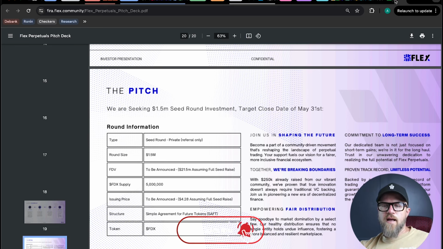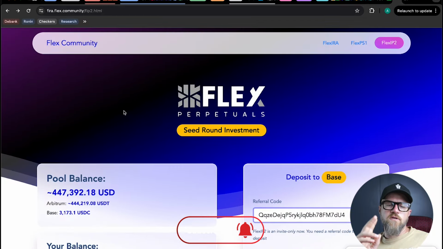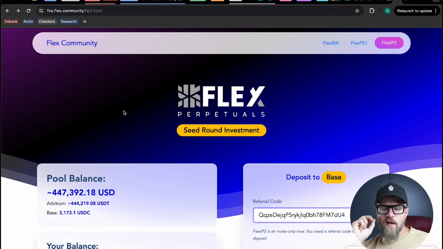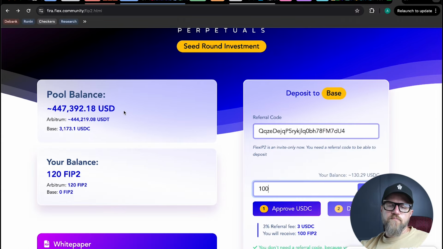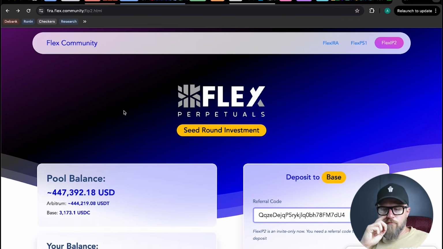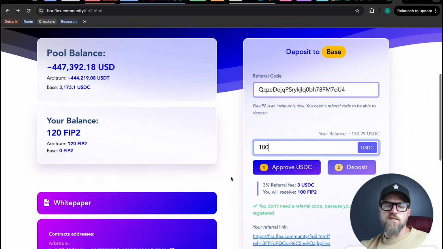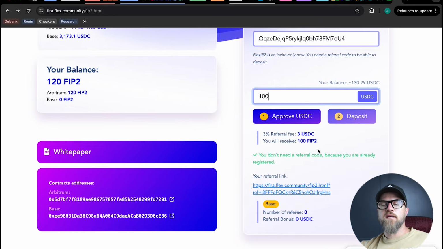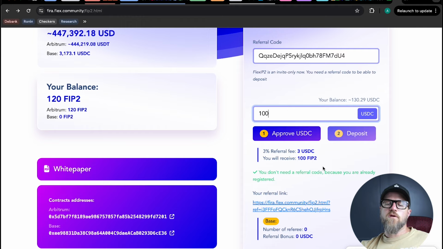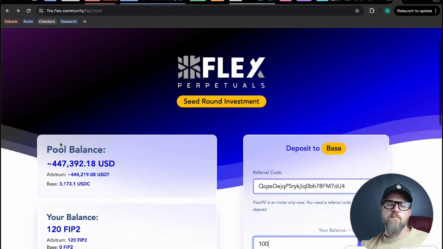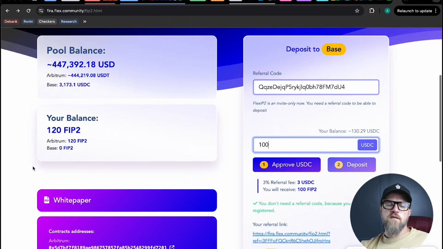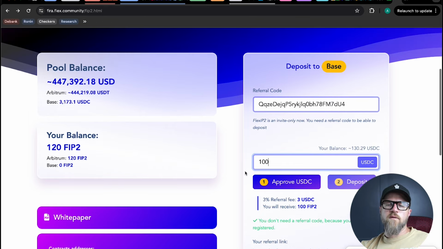So how do we invest? You can do this on two chains. I've got a referral code for the Arbitrum chain, and you can pay in USDT there. And on the base chain, you can also provide some assets in USDC. So USDC on base, USDT on Arbitrum.